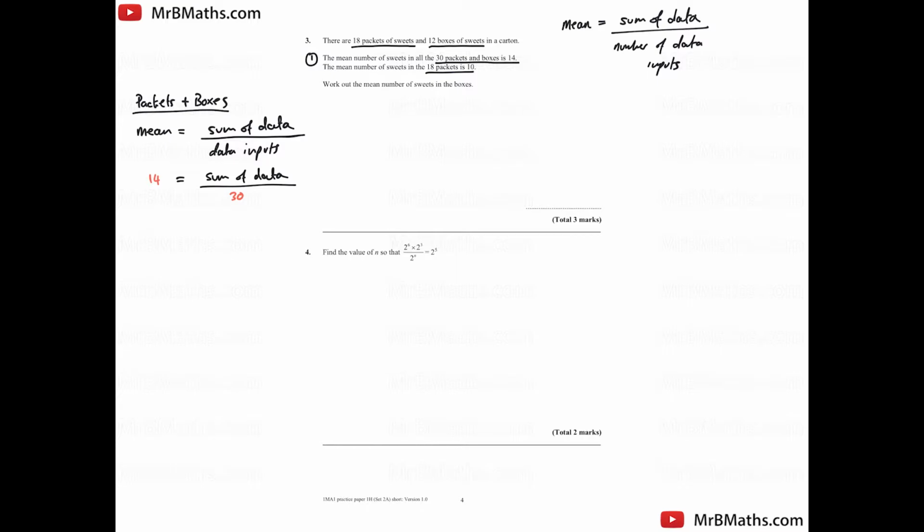Okay, so in order to work out the sum of data, the total amount, we need to do some rearranging. Sum of data is currently being divided by 30, so we need to do the opposite, which is times by 30. So we get 14 times 30 equals sum of data. Doing it quickly on a calculator just to speed things up gives us 420 equals sum of data. Okay, so let's just keep that there for now.